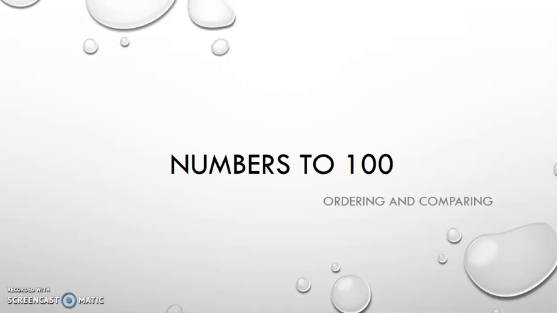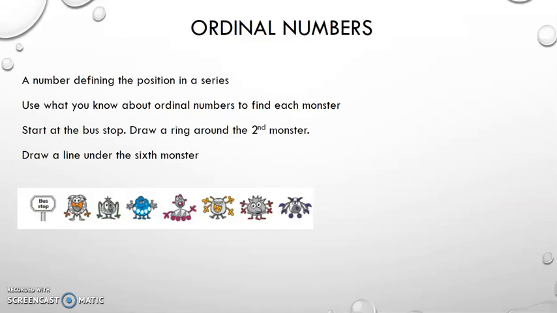Hello children, let us continue with numbers up to 100. Before looking into ordering and comparing, we stopped with ordinal numbers. So let us continue with ordinal numbers. A number defining the position in a series.